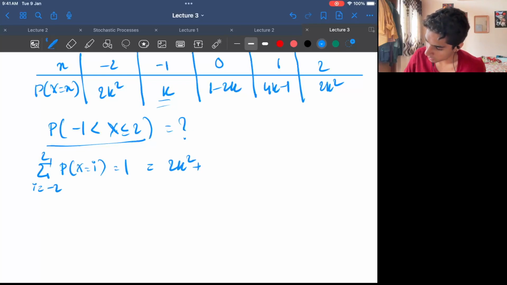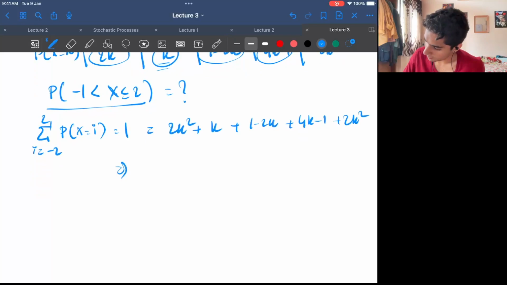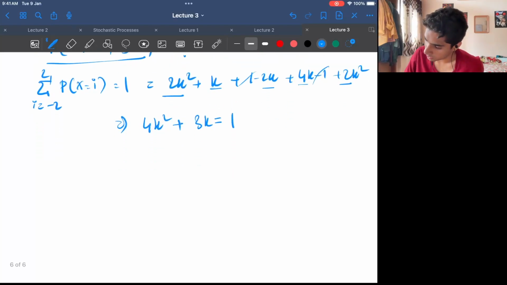2k square plus k plus 1 minus 2k plus 4k minus 1 plus 2k square. Right? This implies 2k square will become 4k square plus minus 2k plus k minus k plus 4k. That will become 3k plus 1 minus 1 gets cancelled. There is no other constant, so this should be equal to 1. This is what is given to us.